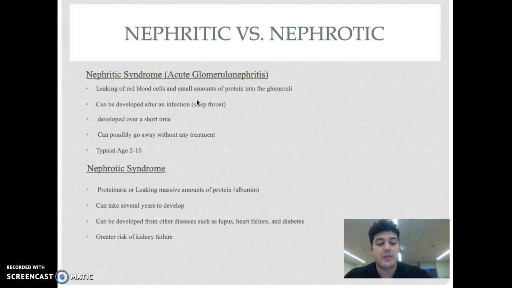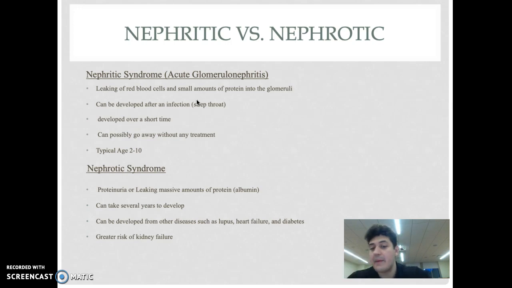So there are two different types of glomerulonephritis. There is nephritic syndrome and nephrotic syndrome. Nephritic syndrome is the leaking of red blood cells and small amounts of protein into the glomeruli. This can develop after an infection such as strep throat. Maybe the patient gets strep and the strep wasn't treated appropriately, and typically this develops what is called a post-streptococcal infection. And your immune system creates antigen-antibody complexes to help fight that bacteria. And these complexes eventually collect in the glomeruli and inflame it, letting the RBCs and proteins leak through.